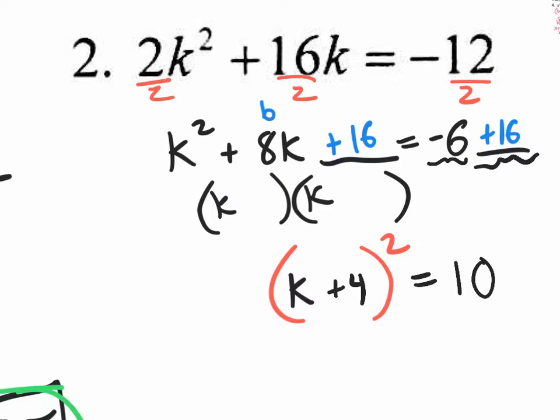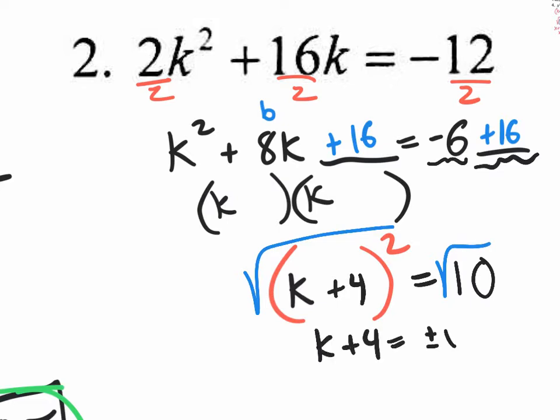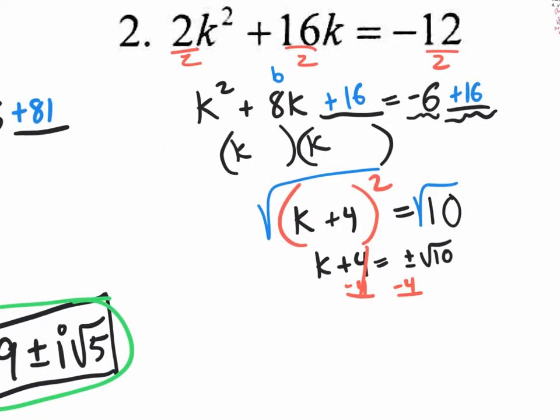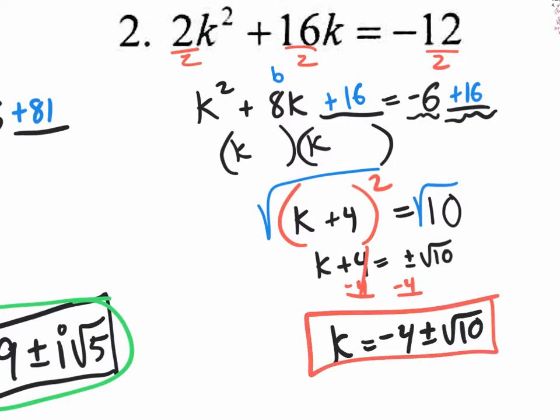Okay, let's solve this thing now. Square root, k plus 4 equals plus or minus the square root of 10. Subtract 4, subtract 4. So k equals negative 4 plus or minus the square root of 10. You can't break down the square root of 10. 2 and 5 doesn't really help you at all. Neither of them are perfect square numbers. So you are done. That's the answer right there. What do you think?